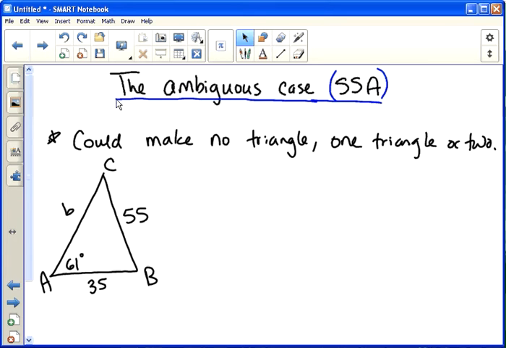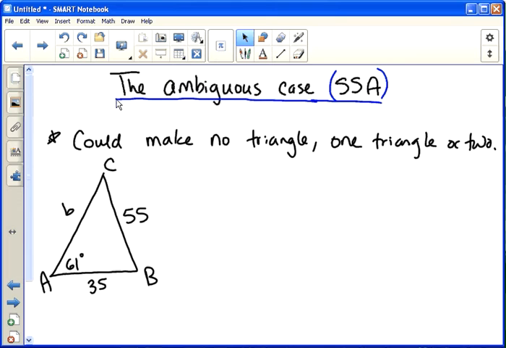So sometimes the information they'll give you cannot actually form a triangle. Why they would do that to you, I don't know. But sometimes the information you have won't actually create a legitimate triangle. Sometimes it creates exactly one triangle, or there are times where, given the information you have, two different triangles could be drawn.